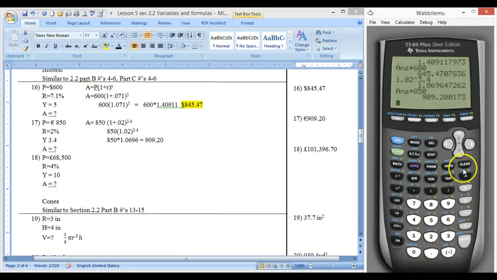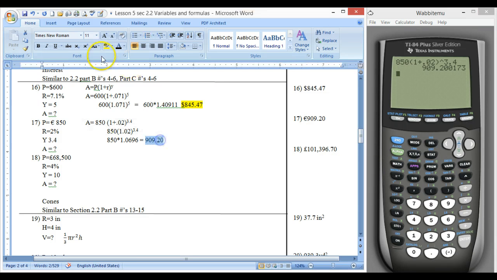Your calculator will also do the same thing. 850. In this case, I don't have to press times. I can just do the parenthesis because the calculator knows this. Close the parenthesis and then raise it 3.4. There we go. So we have lots of different ways that we can do this. We can do each step by hand, or now I've taught you that the order of operations is done in your calculator and Excel. So that's a good way to double check.